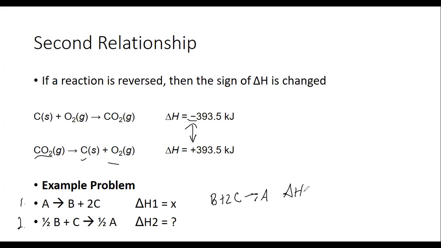So delta H of that would be negative X. But it was also multiplied by 1/2 to get this. So my final delta H is negative 1/2 X. That's the first and second relationship. Hess's law.